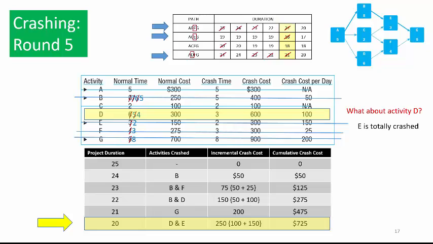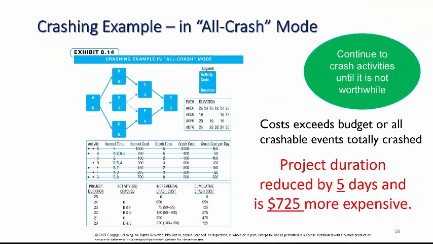What about activity D? It still has one more crashable day, and it could shorten one of the critical paths. Reducing ADEG to 19 days would still leave us with critical path ABEG at 20 days, cost another $100, and not shorten the project. So there's no point in crashing ADEG. The project is totally crashed. No crashable activities that affect the critical path remain, or crashing has become too costly. Project duration is reduced by 5 days and is $725 more expensive.